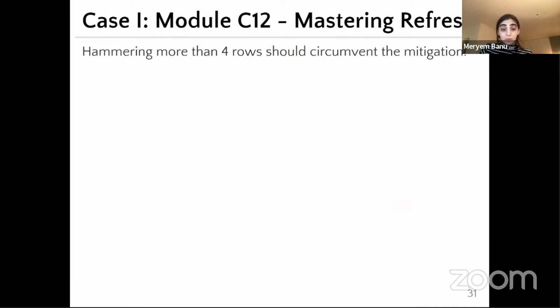The authors wanted to test this finding and see whether hammering more than 4 rows would cause any bit flips in DRAM modules with TRR protection.